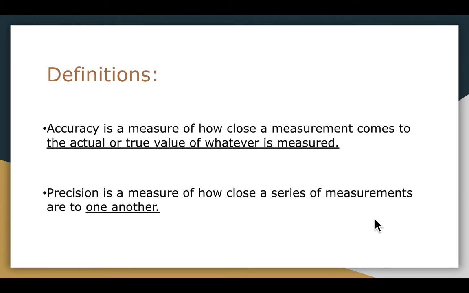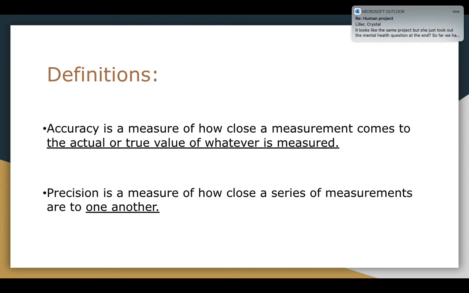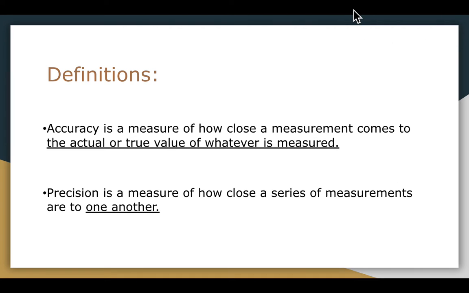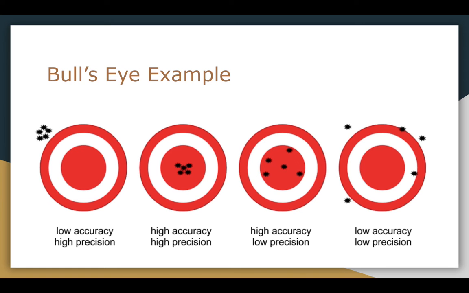What is accuracy? Accuracy is a measure of how close a measurement comes to the actual or true value of whatever is being measured. Now, this is a different definition than precision. Precision is a measure of how close a series of measurements are to one another. So let's think about this for a second. Accuracy is how close a single measurement comes to the actual or true value of whatever is measured, while precision is a measure of how close a series of measurements are to one another.